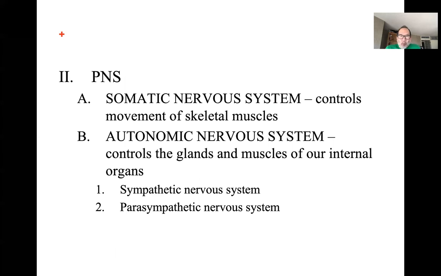Now let's talk about the peripheral nervous system, and later we'll get back to the brain and spinal cord. This peripheral nervous system, as I mentioned before, has two subsystems, the somatic nervous system and autonomic nervous system. Now, the somatic nervous system, the body, soma, controls the movement of skeletal muscles, which obviously involves a whole bunch of functions, walking, talking, writing, and so on. The autonomic nervous system is that system of nerves that controls glands and muscles of our internal organs.